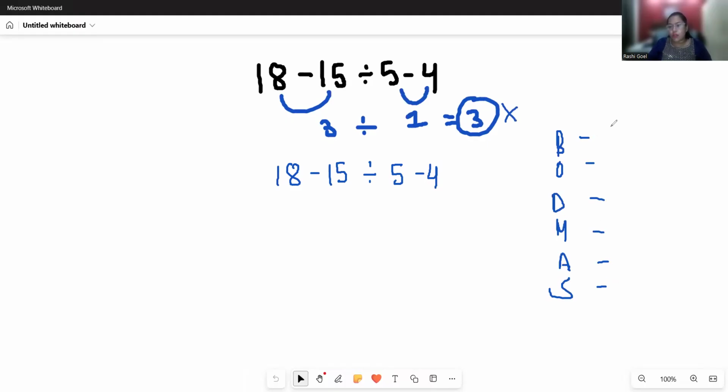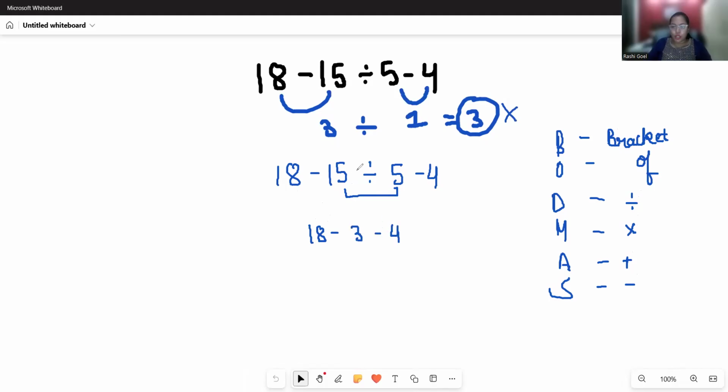As per this rule, first always solve the brackets, then orders, then division and multiplication, both of which have the same priority. Similarly, addition and subtraction. So first we'll give priority to division. The division is between 15 and 5, so it becomes 18 minus 3 minus 4.